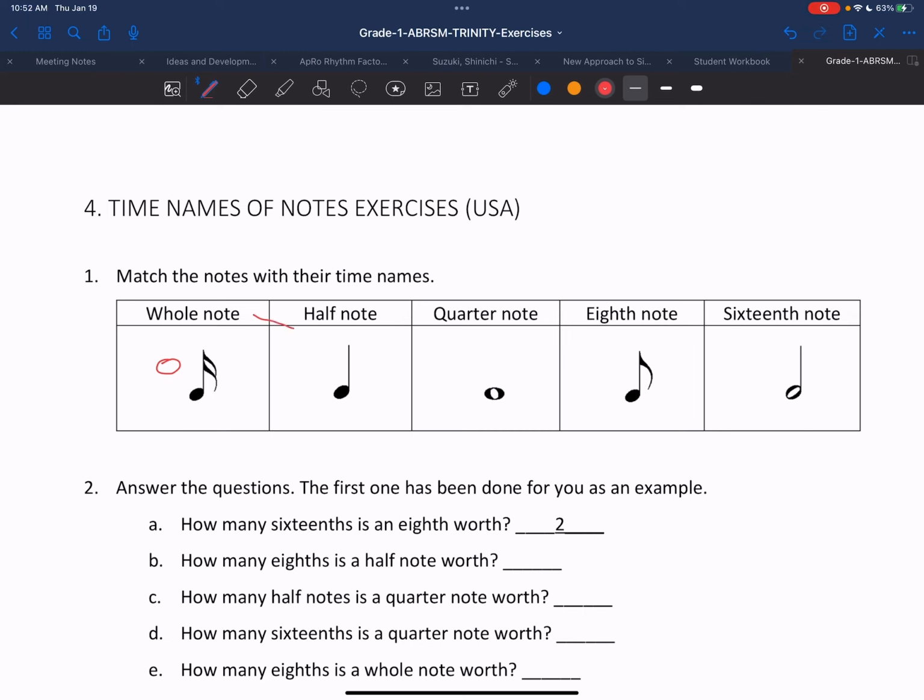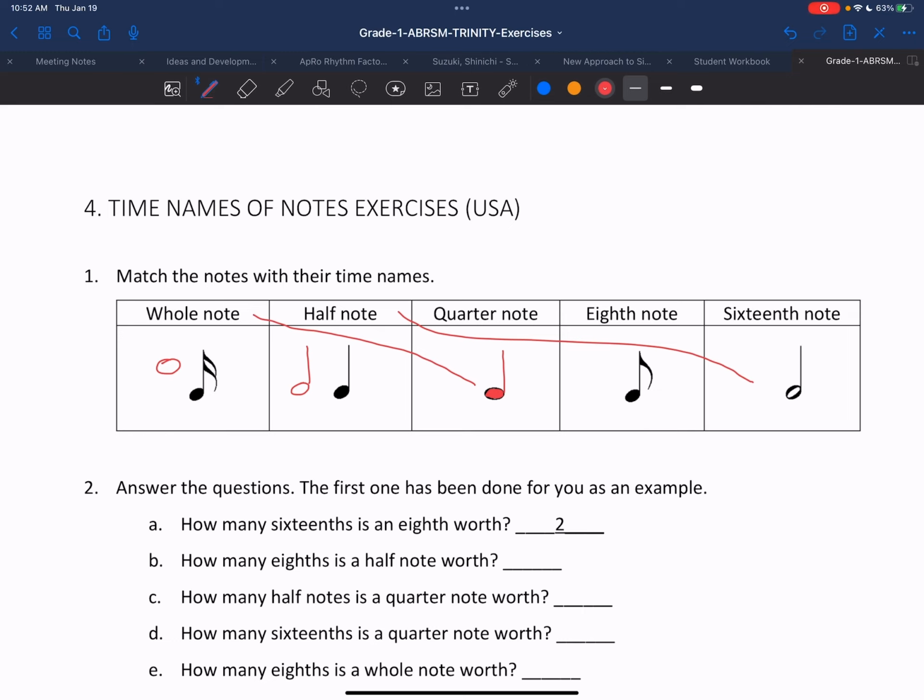So we can draw a line over here. For a half note, it looks similar to the whole note, but it has a stem. So the whole note would be this one. A quarter note will look like this. We'll just fill in the whole note. So it looks like the half note with the circle filled in.